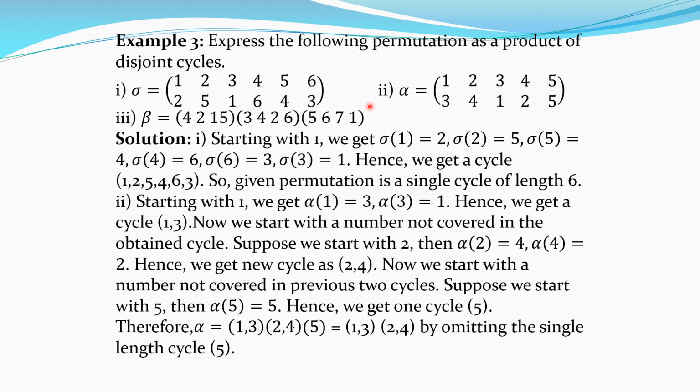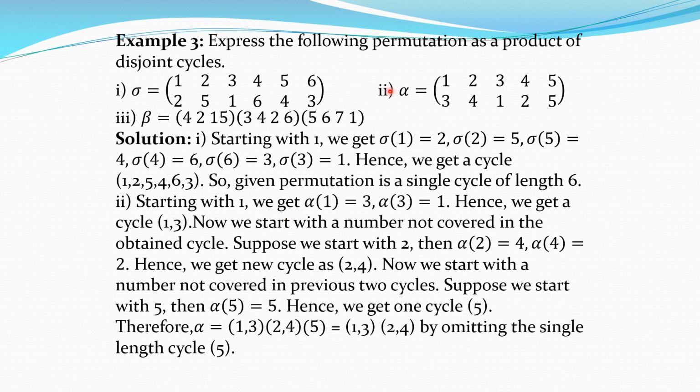Now, second. Starting with 1 again, alpha of 1 is 3. Then alpha of 3 is 1. As 1 goes to 3 and 3 goes again to 1 itself, we get a cycle of length 2, namely (1, 3). Now the elements which are not covered in this cycle are 2, 4 and 5.